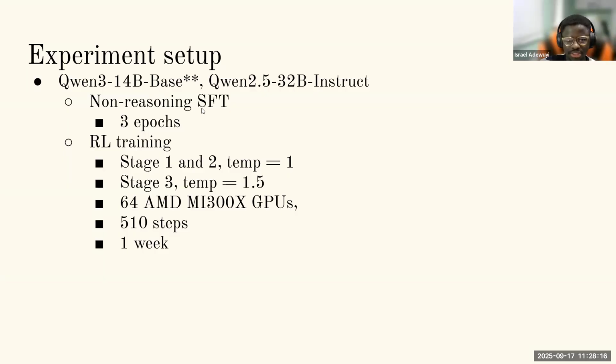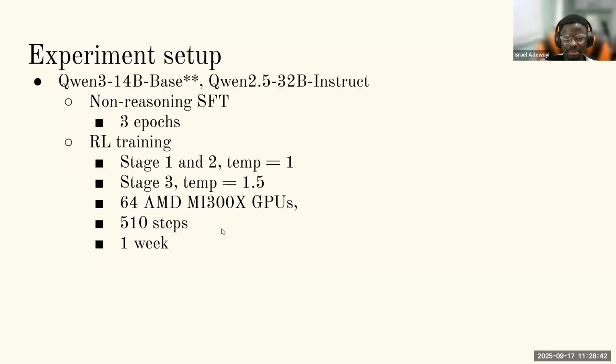So again, non-reasoning SFT, just for 3 epochs. For the RL training, stage 1 and stage 2, they had a sampling temperature of 1. Then in stage 3, they increased the sampling temperature to 1.5. All of the training was 510 steps carried out on 64 GPUs in about a week.